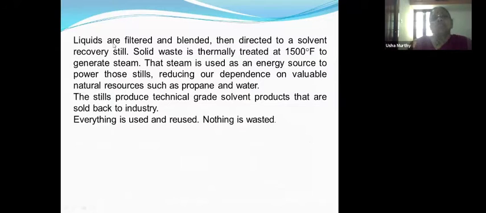So whatever it is, waste liquids are filtered and blended, then directed to the solvent stills to recover solvent. Solid waste is thermally heated to about 1500 degrees Fahrenheit and generates steam, and that steam can be used as an energy source to power those stills, reducing our dependence on valuable natural resources such as propane and things like that. These stills produce technical grade solvent product that can be sold back to universities, sold back to industries itself. Everything can be used. So used and reused. So nothing is wasted here.